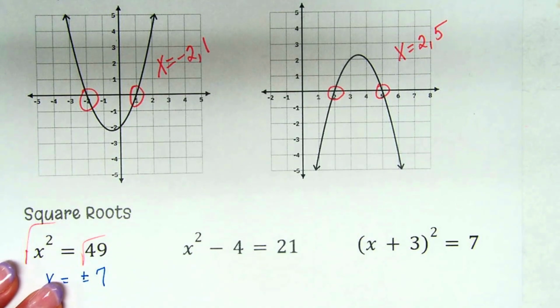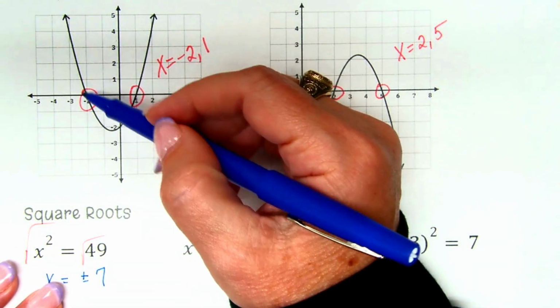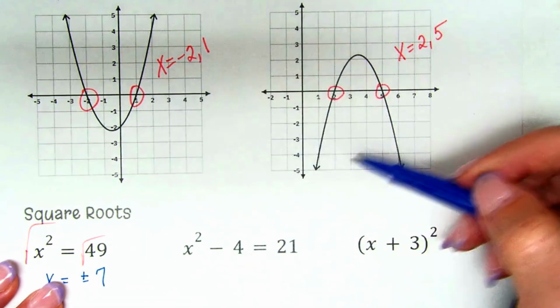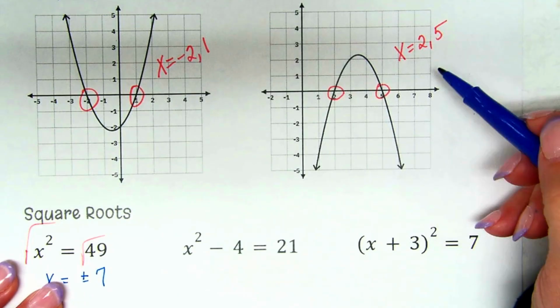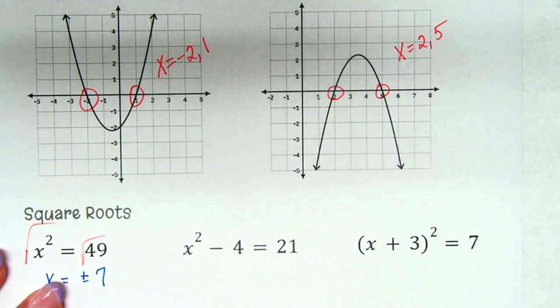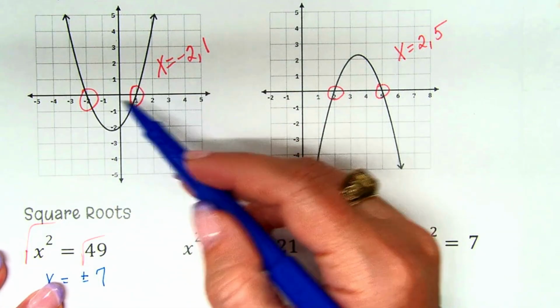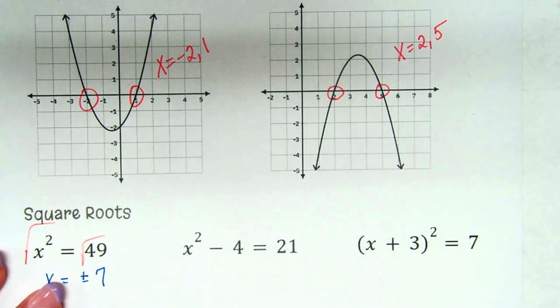No. Parabolas go down and then they come back up, or they go up and then they come back down. They don't turn again. That's polynomials. That's something else, right? So can this ever cross the x-axis 3 times? No. So I only have the option of 2 or 1. Good.